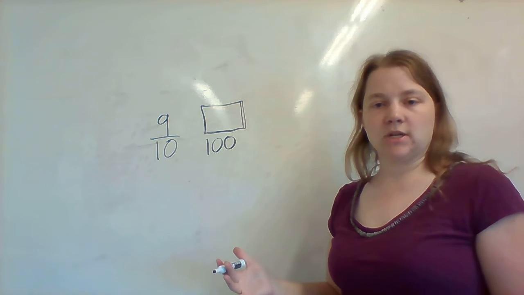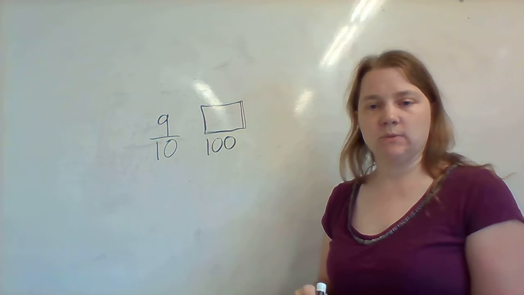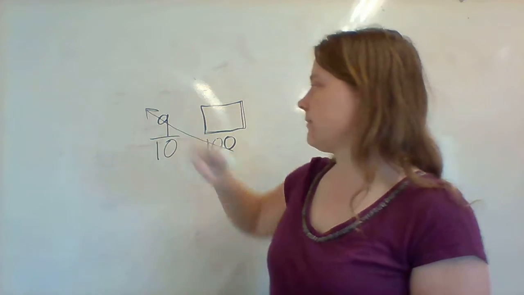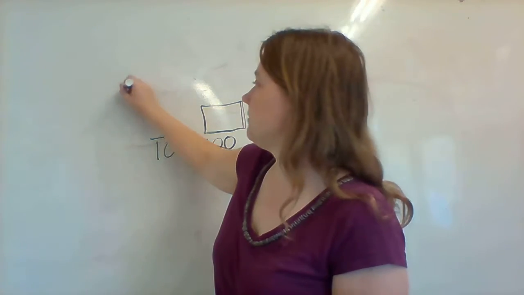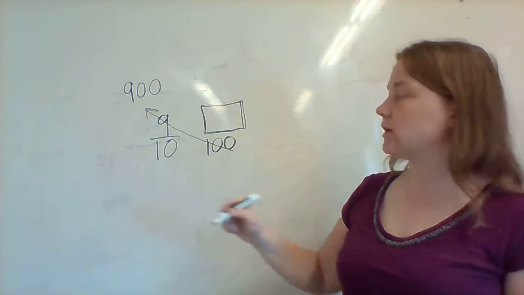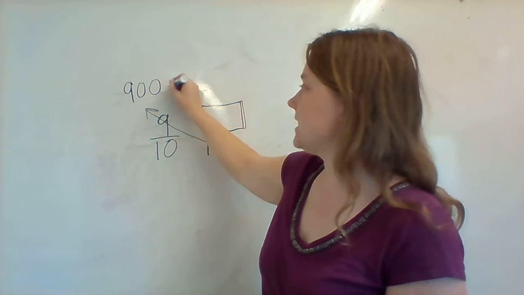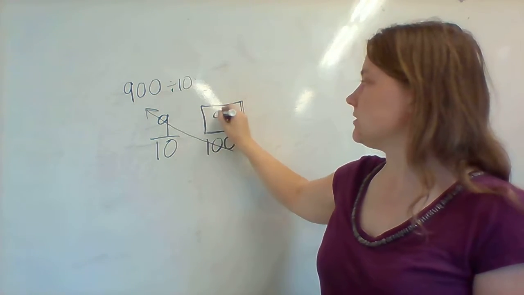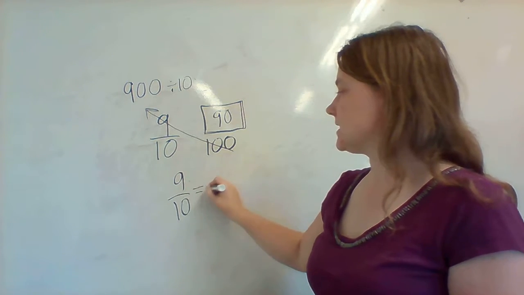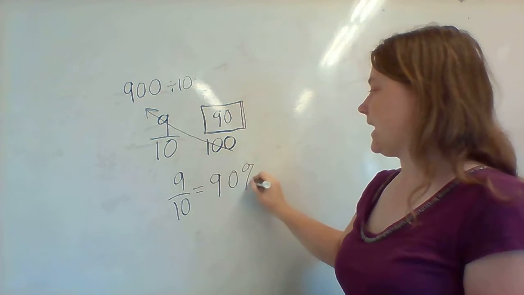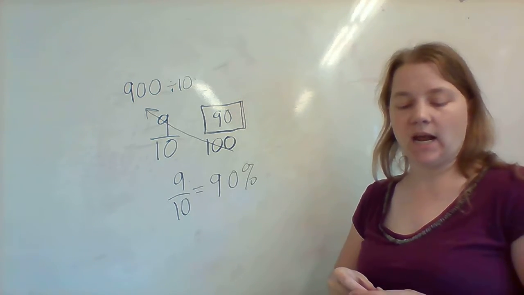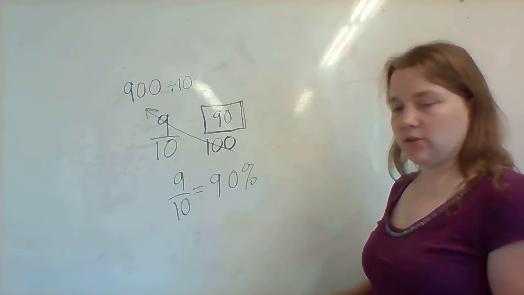All I have to do now is cross multiply and divide, and we've been working on that last week. So I'm going to take 100 times 9 and I know that that's 900. 10 times something also needs to equal 900, so I'm going to divide 900 by 10, and I'm going to get 90. 9 over 10 is the same thing as 90%. Because 90 is over 100, it's the same thing as 90%. Let's take a look at another example.